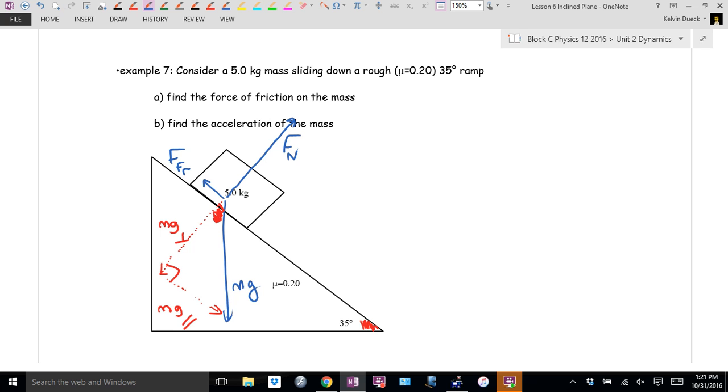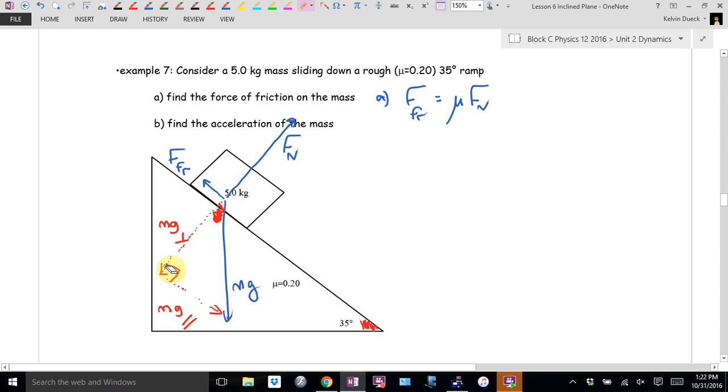Okay. What is part A asking me to find? Well, friction, the equation will never change. Friction equals what times what? Mu times the normal force. Write that down. I don't know the normal force. Oh, but look. There is another force the same size as the normal force, and it's not mg. Friction is going to be mu mg perpendicular.